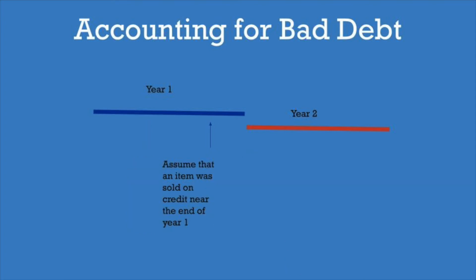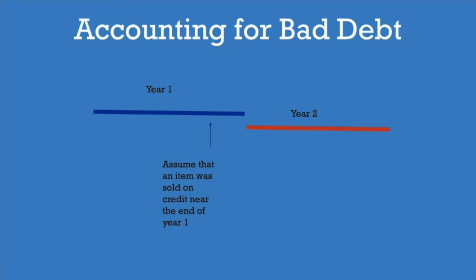The problem occurs when we have a sale occurring close to the end of our year. Let's assume that we're in year one and someone comes in and buys something on credit. Now, we don't know at this point if they're going to pay the bill or not. If we assume that they will, everything is good. But if they won't, odds are the recognition of that fact won't occur until the next period. And this is where we run into the problem of the matching principle.